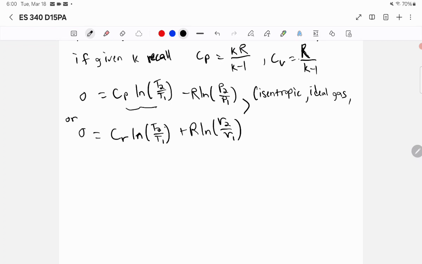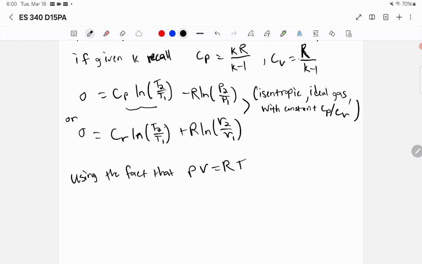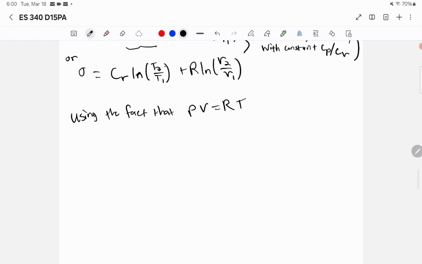Isentropic ideal gas with constant Cp/Cv. Okay, so if we have that scenario, then we can write it this way, and you can work out, using the fact that... I'm not going to go through the whole derivation because I don't think it's that important. It's not actually too hard to do this derivation, so if you want to see me, I'll show you.